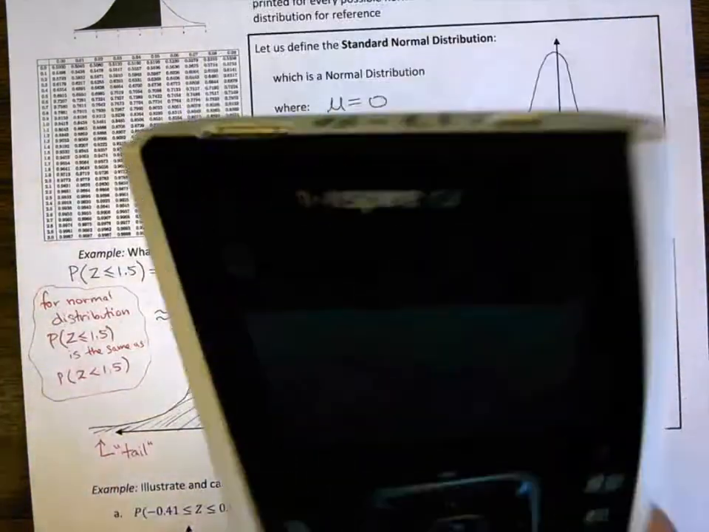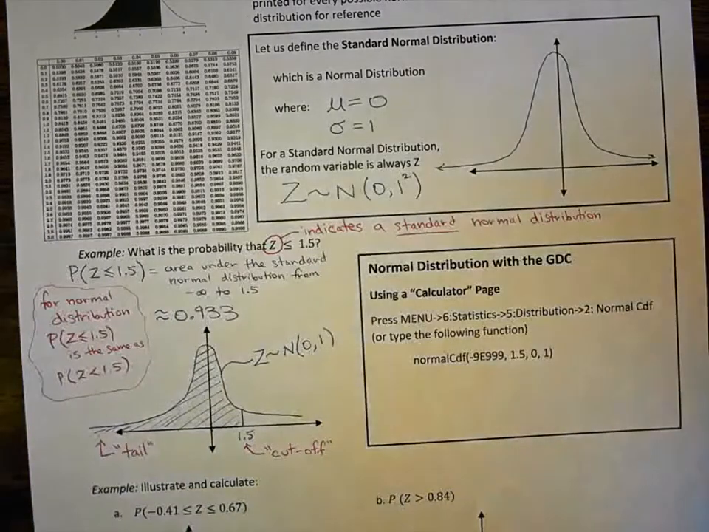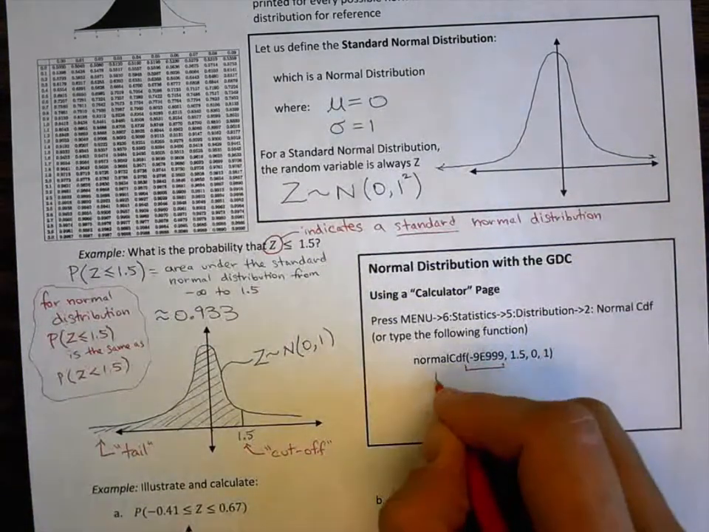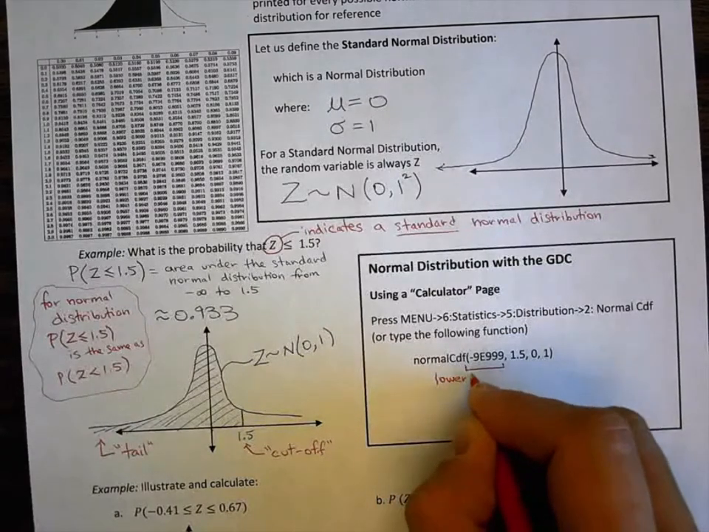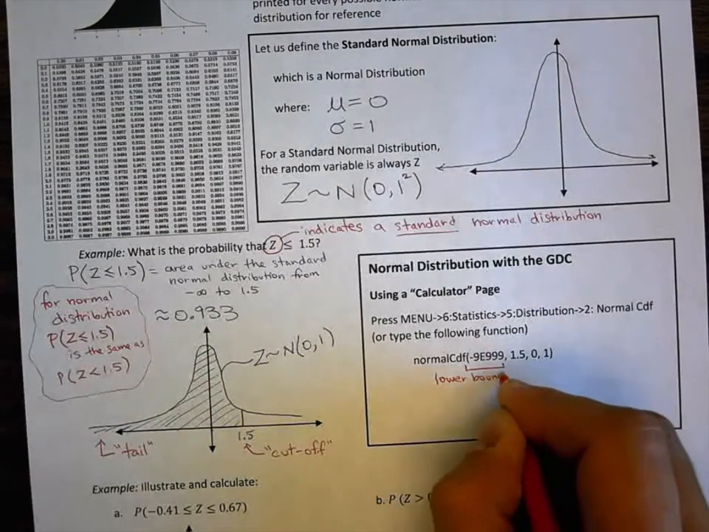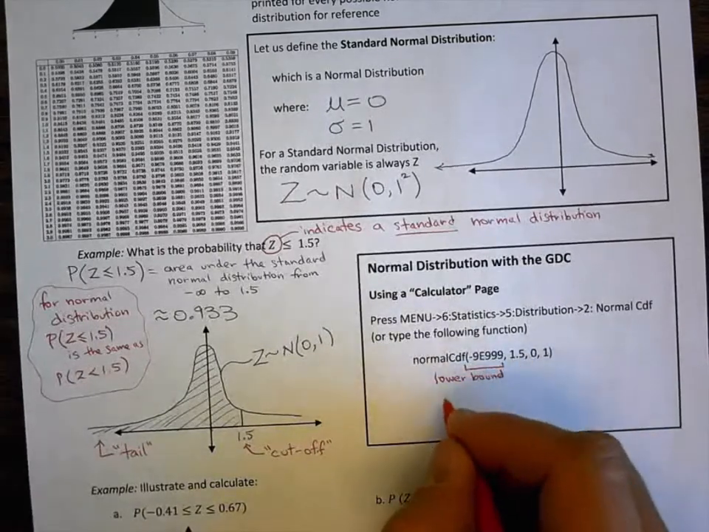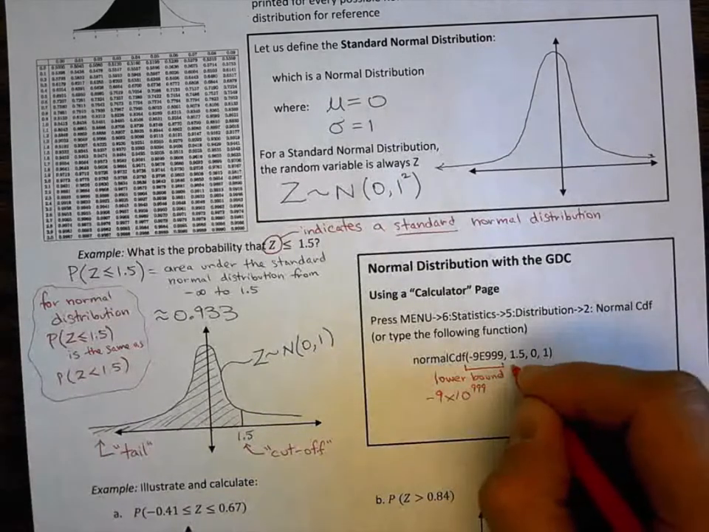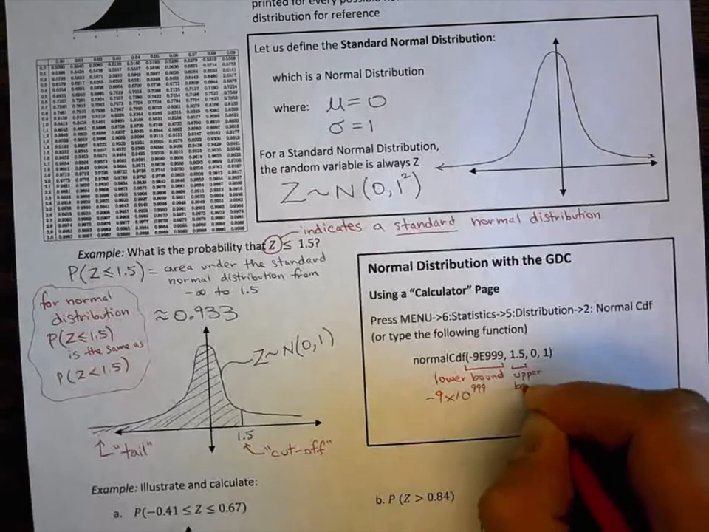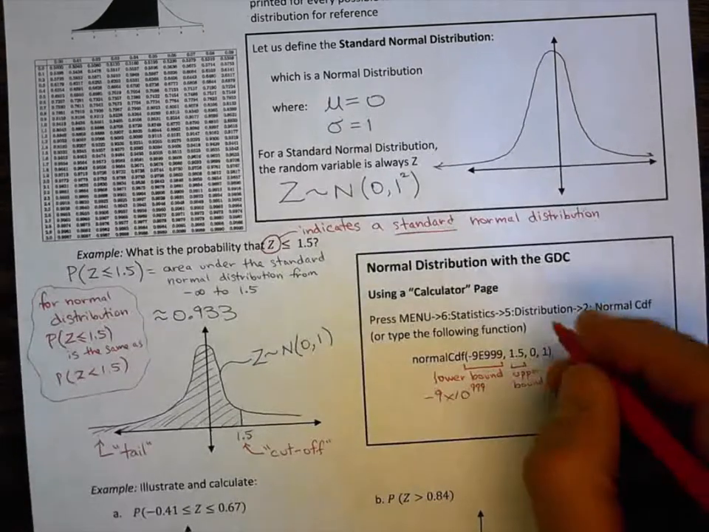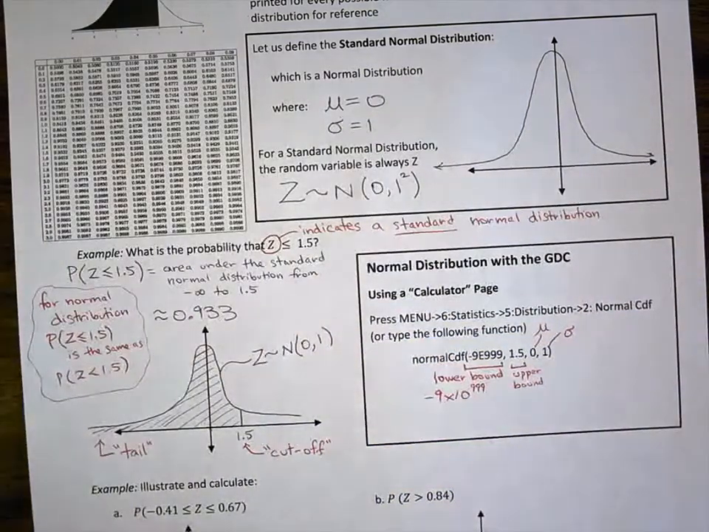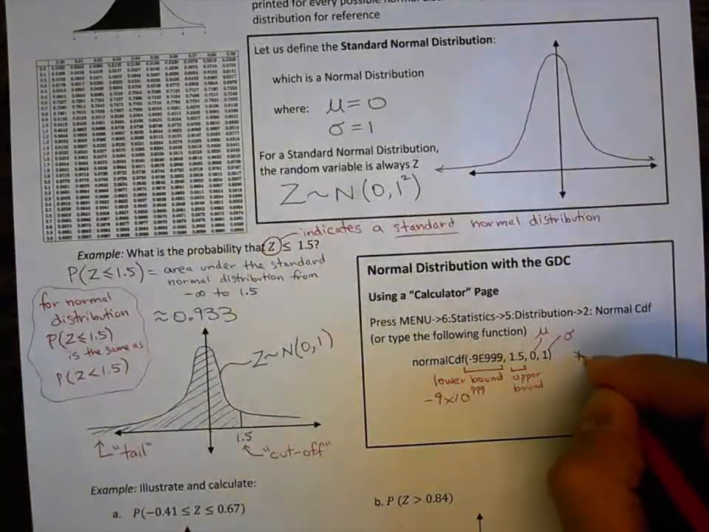So my calculator does all this for me. We don't use the tables in this course. I will just note here what this is. So this is the lower bound. This is what you type, but it's really negative 9 times 10 to the 999. Don't put more 9s like I just did, or you're going to overload your calculator. This is the upper bound. This is mean, and this is standard deviation. This is what you type.